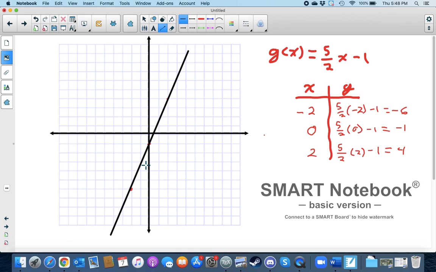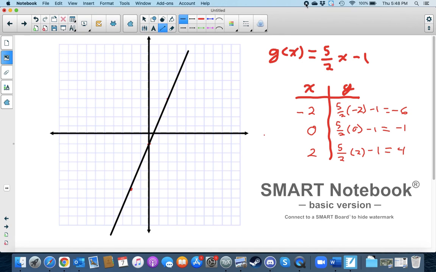Okay, so just remember, when you're making your table, you can choose the x values. Once you have your x values, you use them as inputs into our function. And once you have that function value, you just plot them onto the graph and then draw a line that goes through all the points.